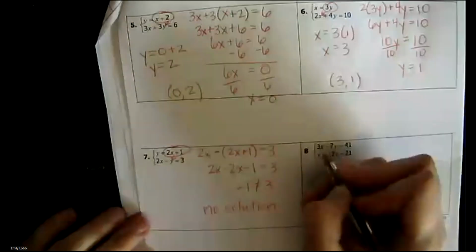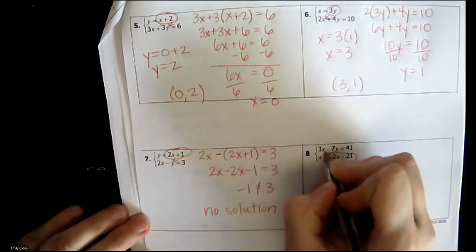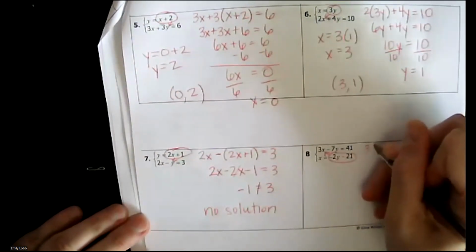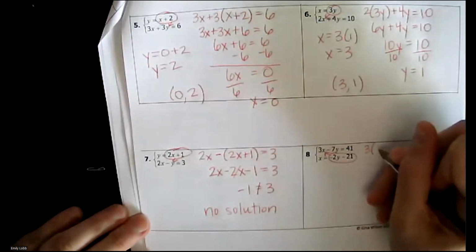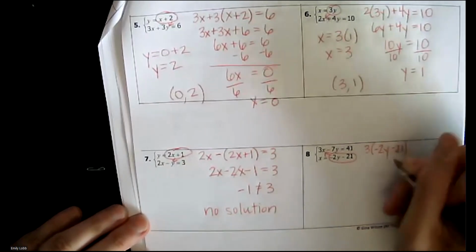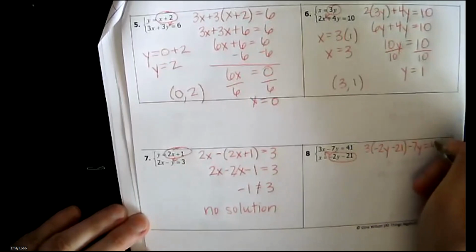This one, we know what x equals. We don't have to solve any for x or y. We can put in what x equals in for x. So I would say 3, and then in place of that x, I'm going to write negative 2y minus 21. And then I've got to bring over that negative 7y equals 41.